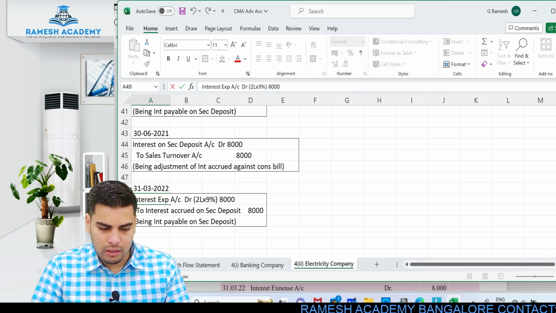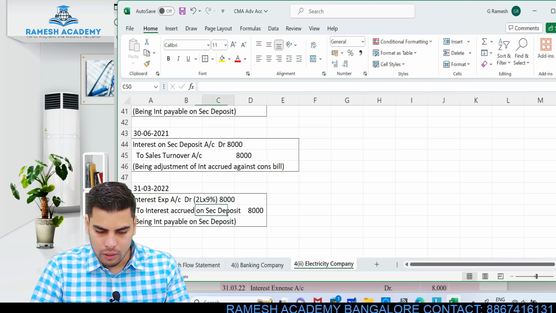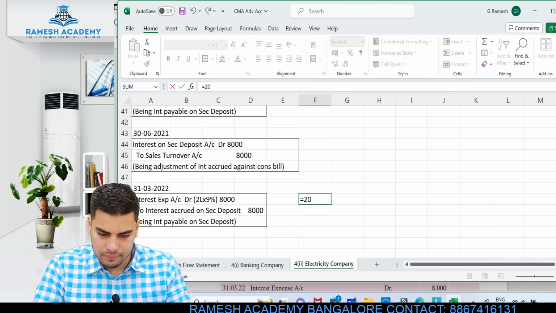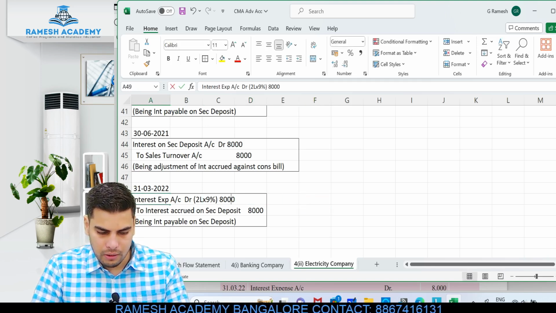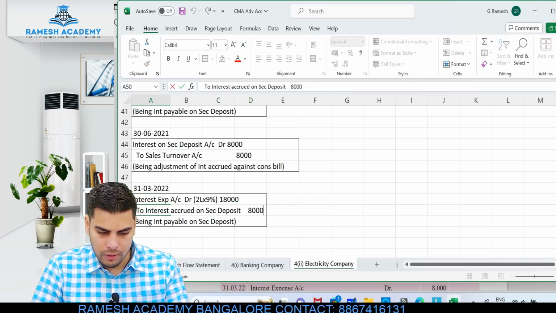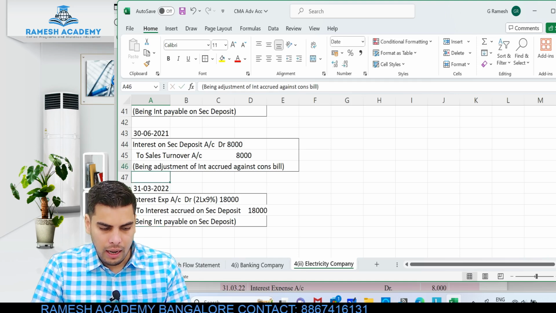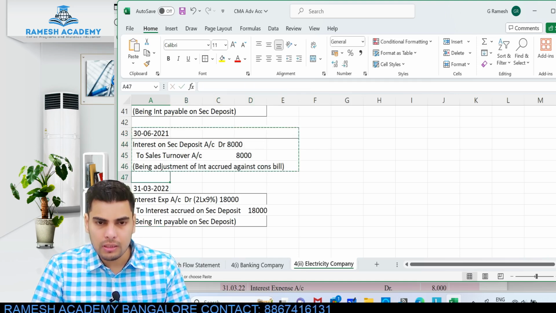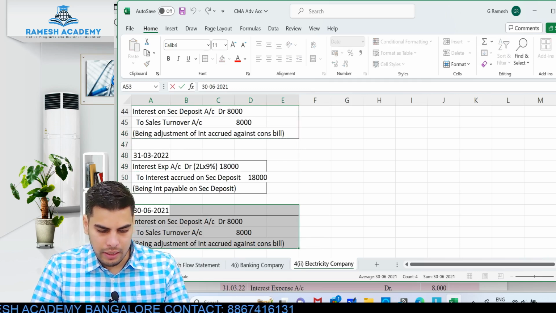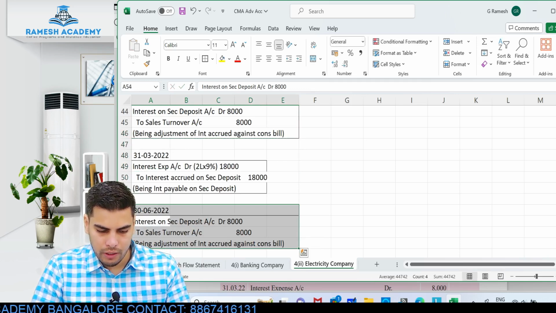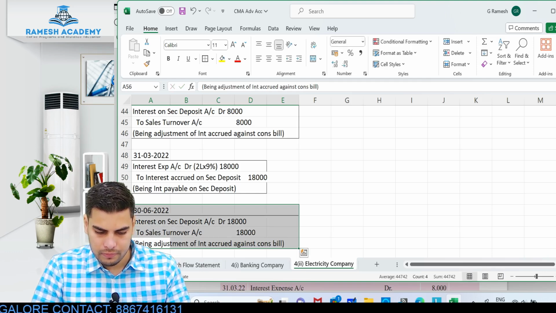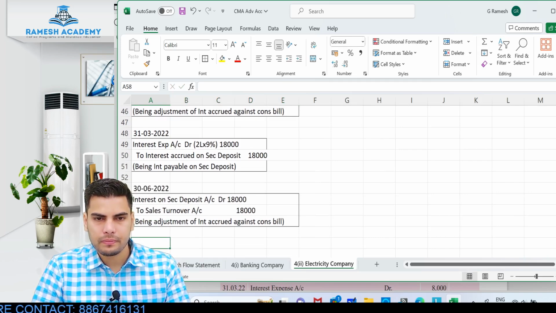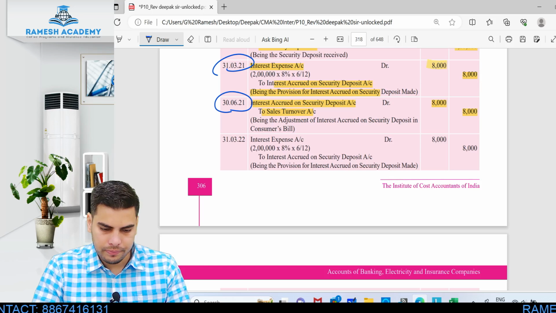So here this particular deposit money, don't you think it is used for the entire year? So 2 lakh into 9% would be the interest. So that would be 18,000. So this would be 18,000 over here and 18,000 over here, and this particular adjustment will happen in the next quarter, immediate ending of the next quarter, 30th June 2022. This amount would be 18,000 and 18,000. Is this clear? Okay, look at the solution.